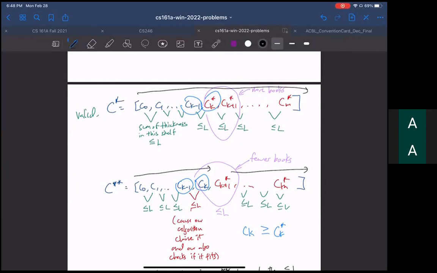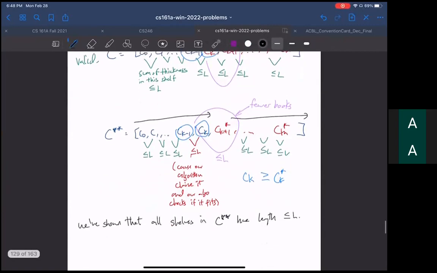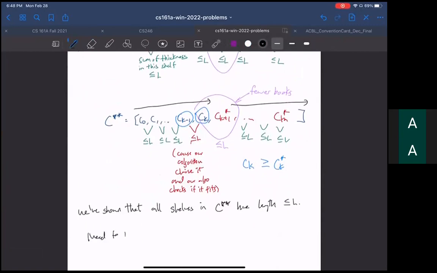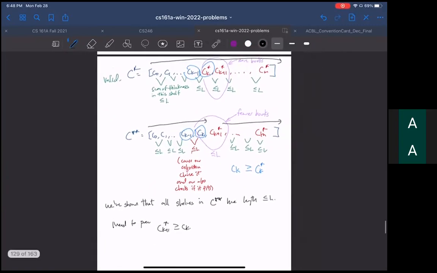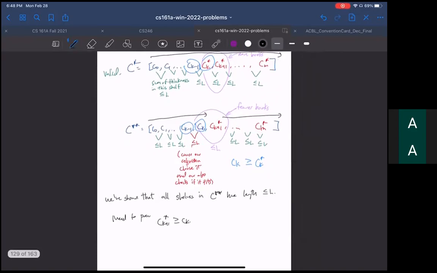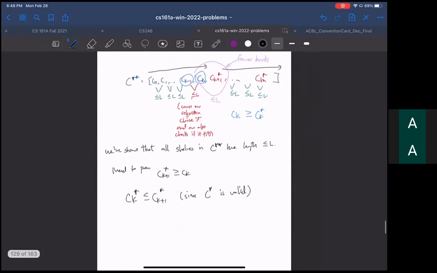So we just have to show that CK plus 1 star is greater than or equal to CK. Okay, and how can we prove that? Well, we know that CK star is less than or equal to CK plus 1 star, since C star is valid. And then we also know that CK is greater than or equal to CK star.